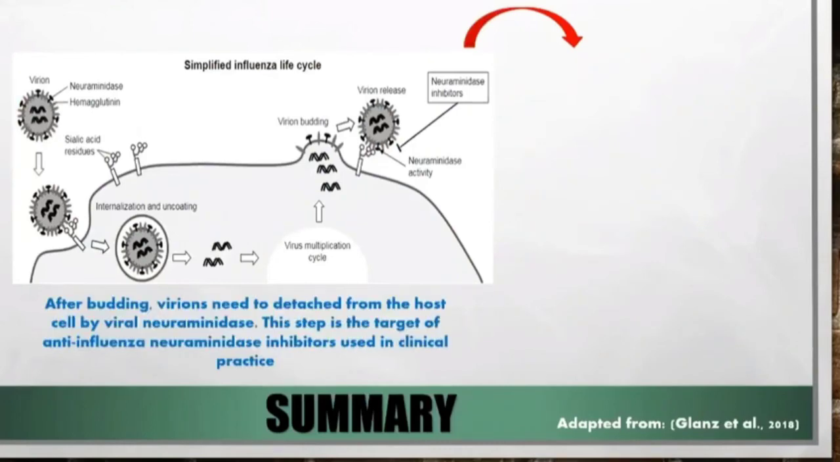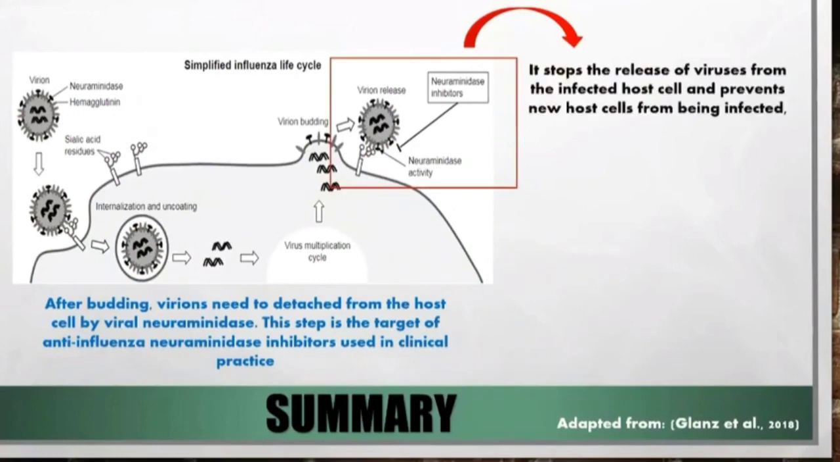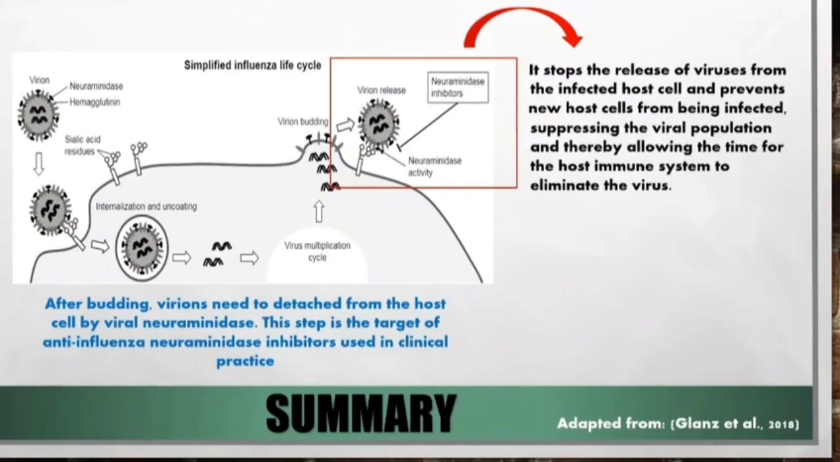As a summary, after budding, virions need to detach from the host cell by viral neuraminidase, which possesses sialidase activity, to cleave off the sialic acid, thus releasing the progeny virions. This step is the target of the anti-influenza neuraminidase inhibitors that are used in clinical practice. In the presence of neuraminidase inhibitors, the release of viruses from the infected host cells is stopped and new host cells are prevented from being infected. Thus, it can suppress the viral population and allow time for the host immune system to eliminate the virus and eventually control the infection.